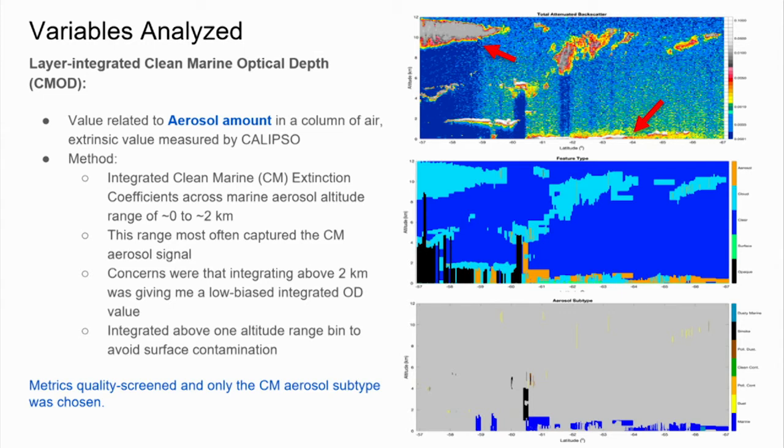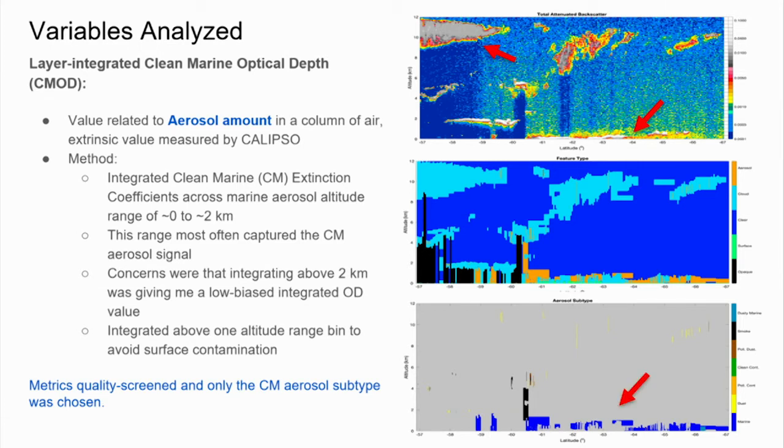The top figure shows backscatter, and after that, an algorithm is applied by CALYPSO that distinguishes clouds from aerosols. After that, CALYPSO also has the capability to subtype my aerosol and pulled the clean marine aerosol subtype, which was used in my analysis, and is indicated by the dark blue region in the lowest figure, which is here.